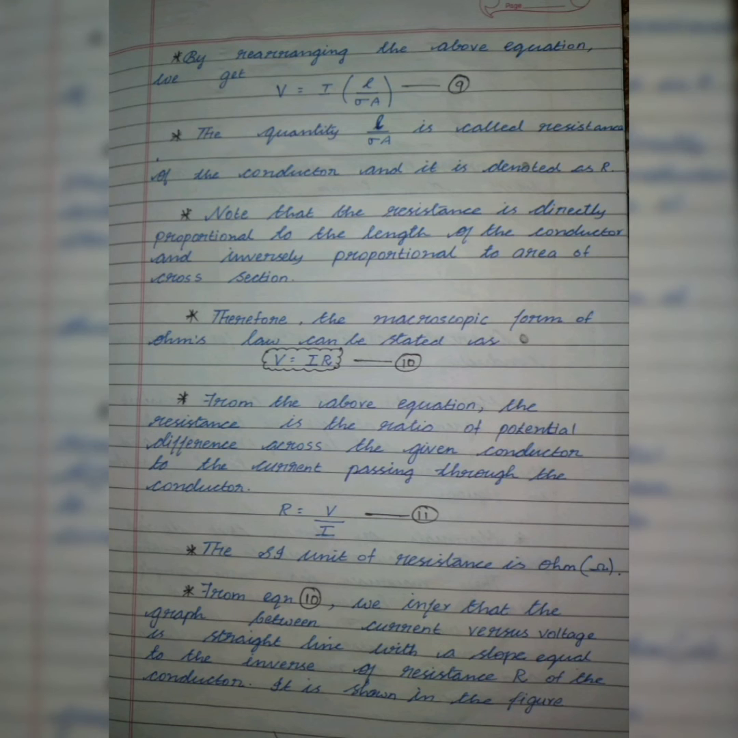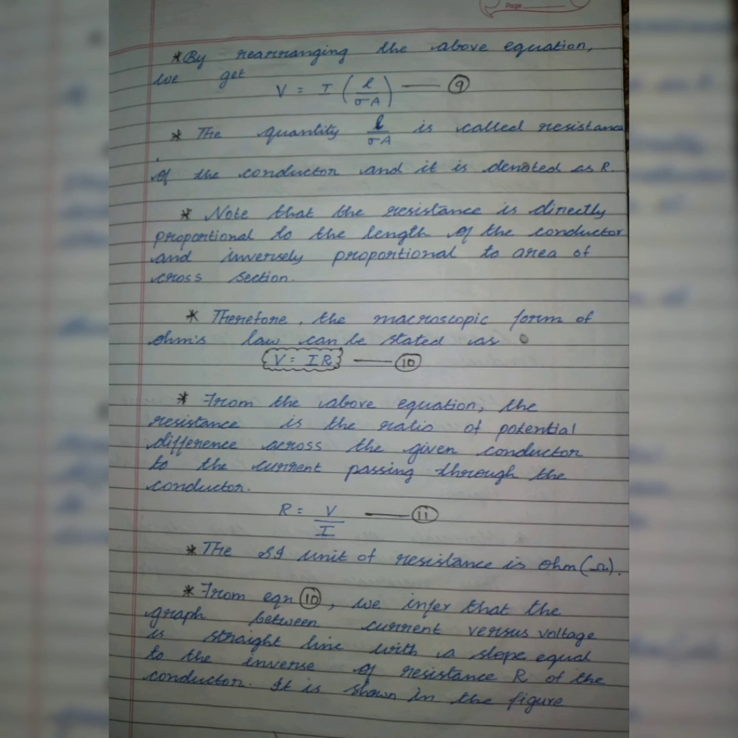Then its limitation is also asked in the same detailed answer. So after this we have to write the limitations too. Now from equation number 10, that is V is equal to I into R, we can derive the expression for R. From the above equation, the resistance is the ratio of potential difference across the given conductor to the current passing through the conductor. Potential difference is denoted by capital V and current is denoted as capital I. So R is equal to V divided by I.